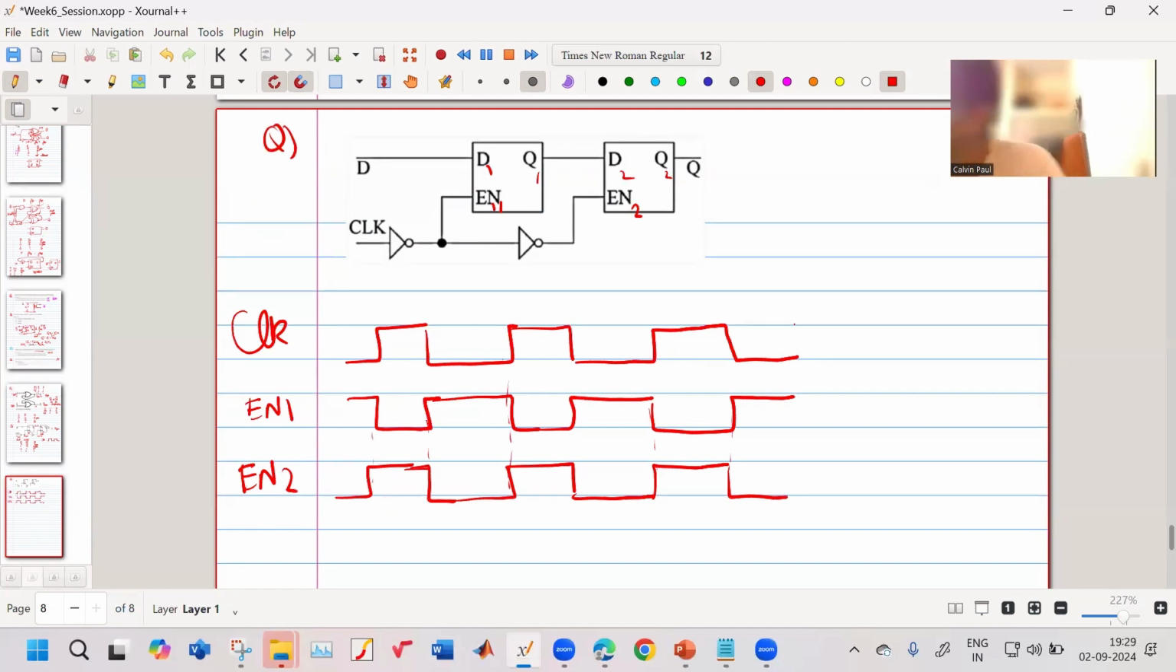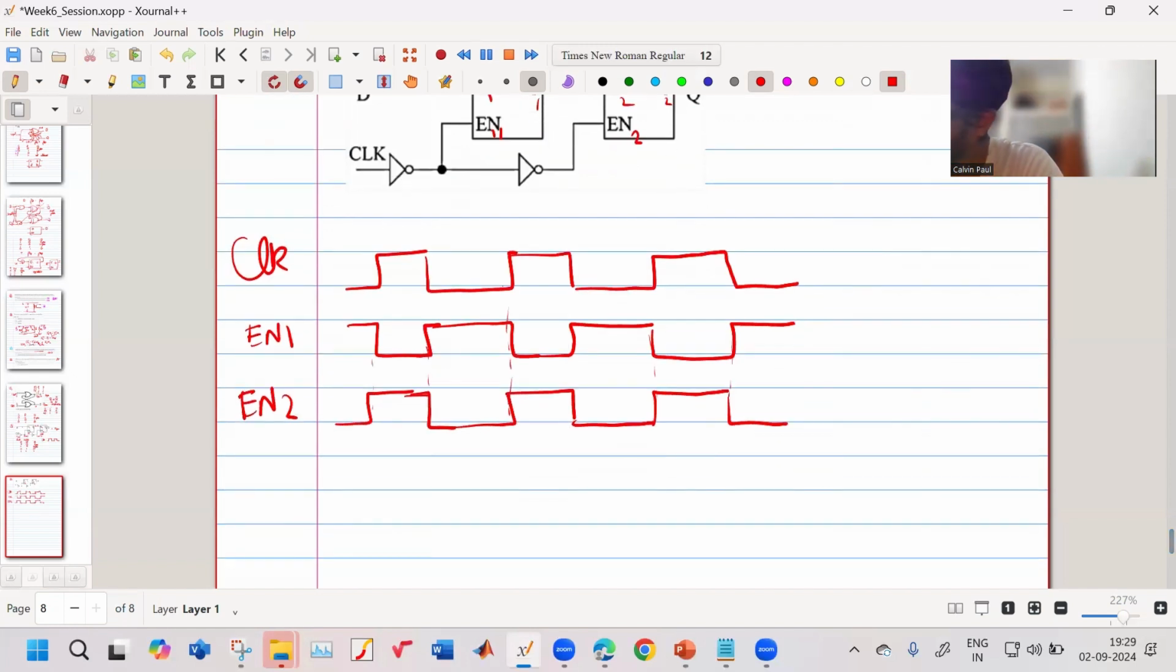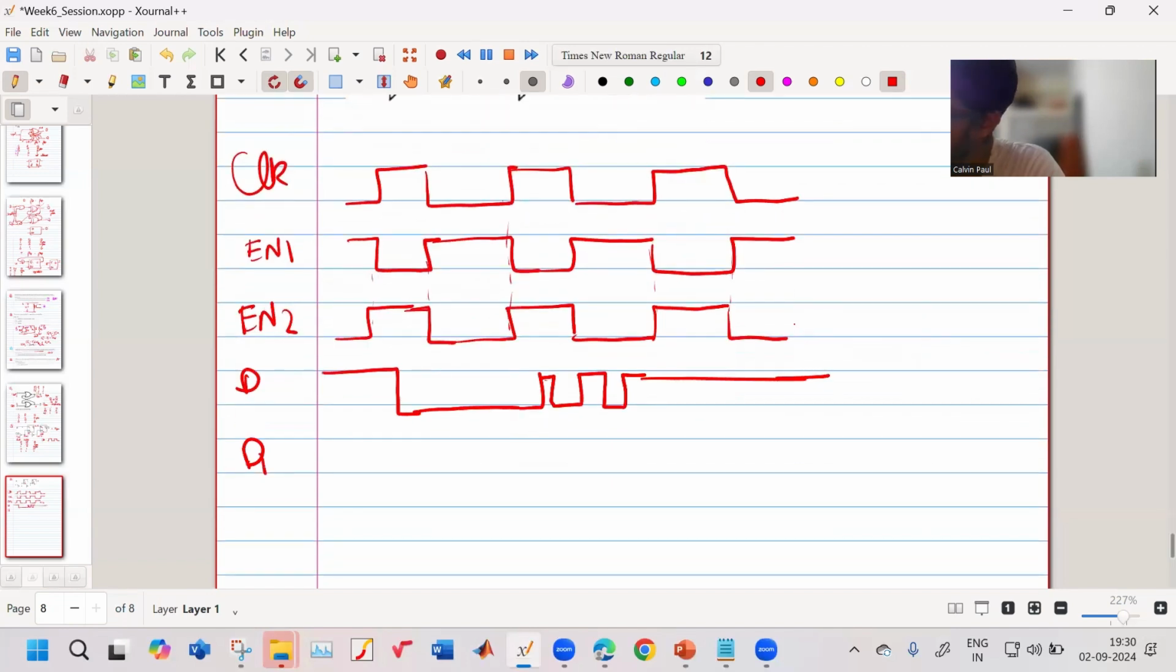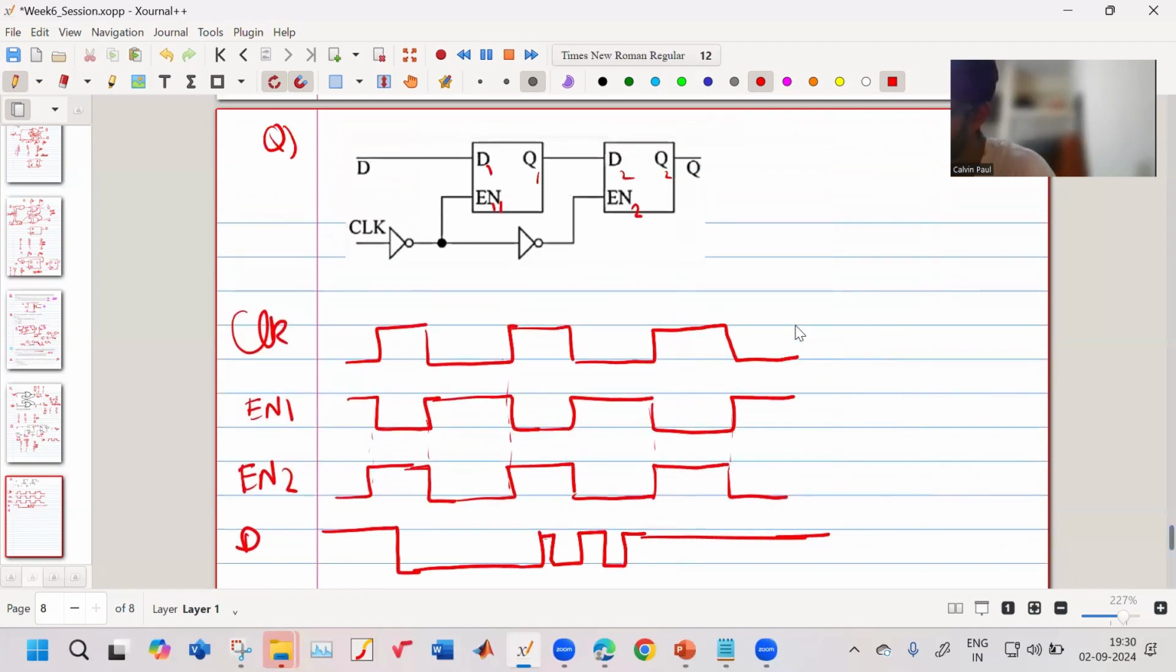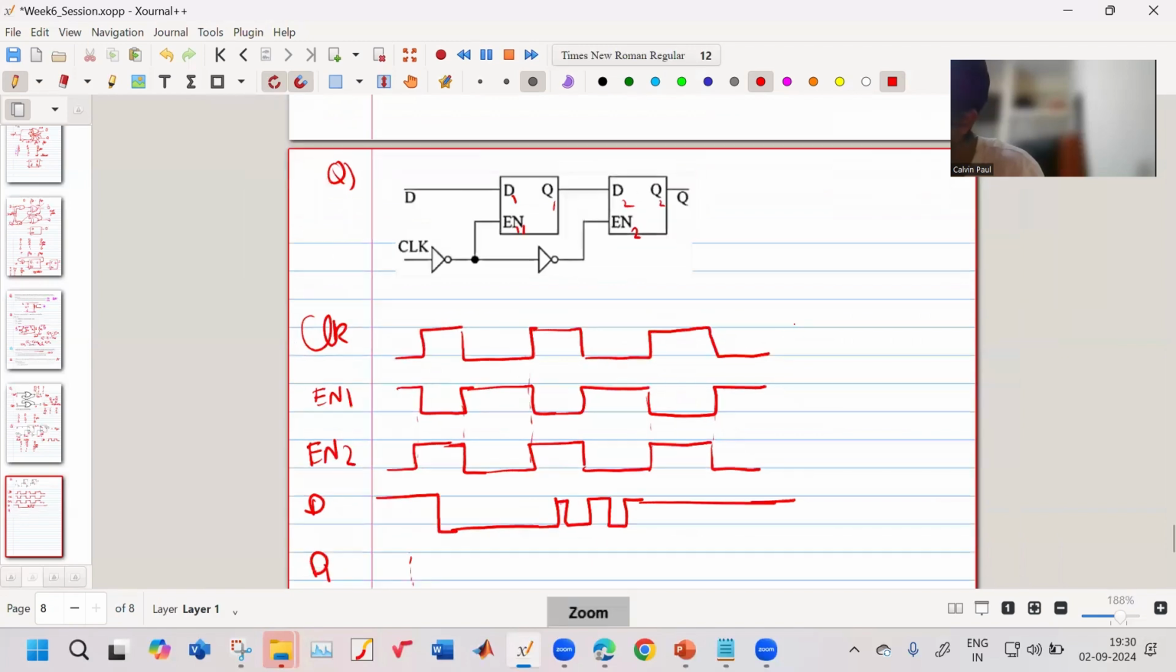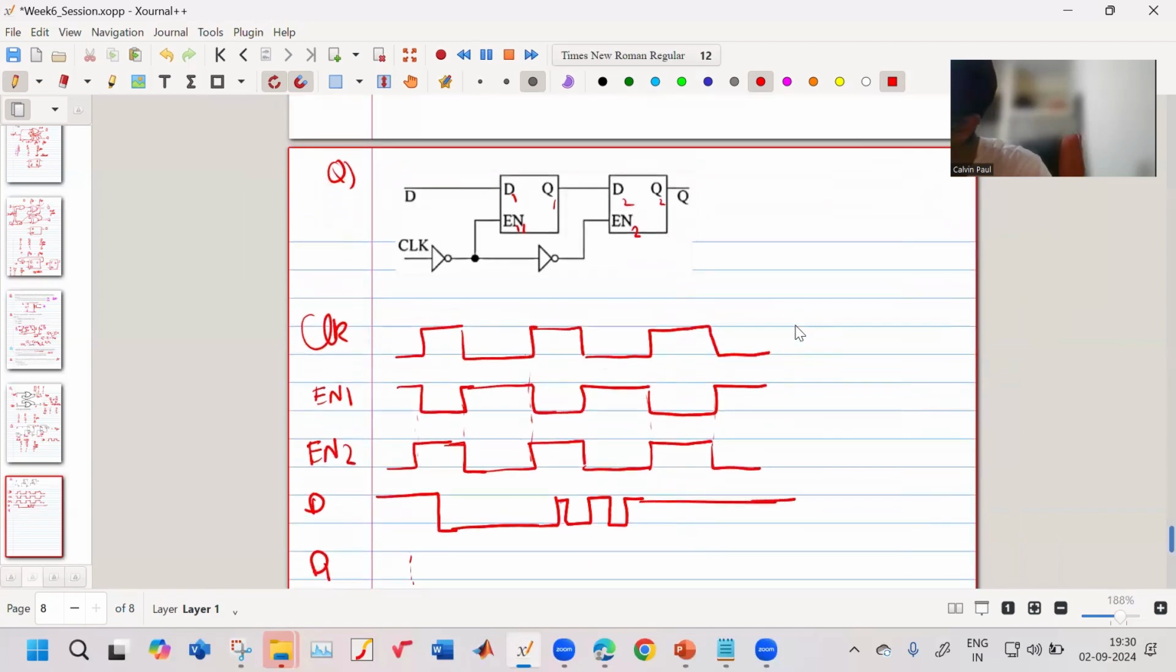So now I have some data over here, some data which is going like this, falling, going up, like this, like this, and like this. This is my D. Now what will be my D1? So my D1 is D.